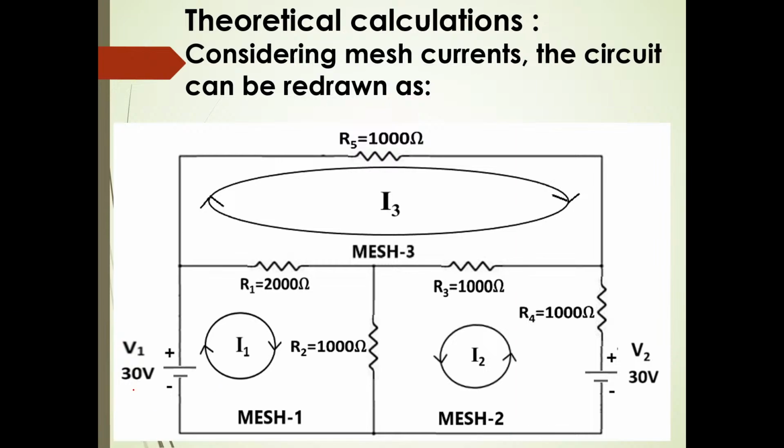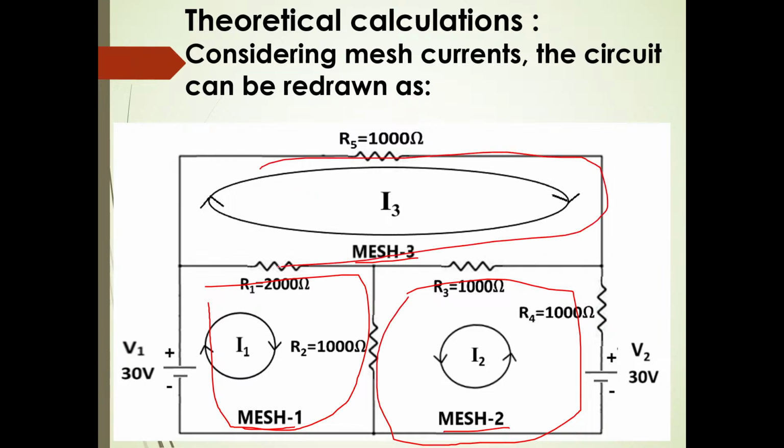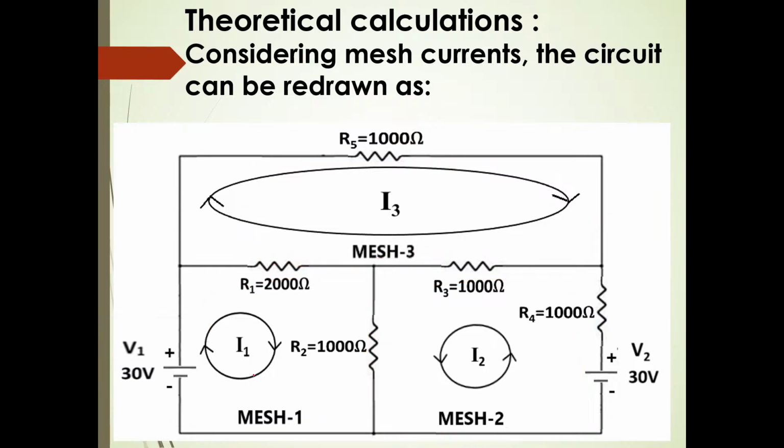So you can see here I have written mesh 1, mesh 2 and mesh 3. Total 3 meshes, 3 closed paths, isn't it? This is one closed path. This is one closed path. This is another closed path. So 3 meshes are there. So 3 loop currents. Okay.